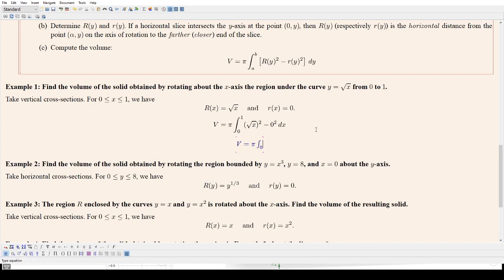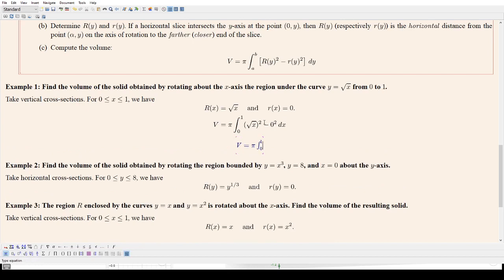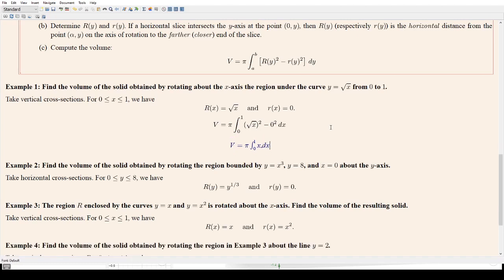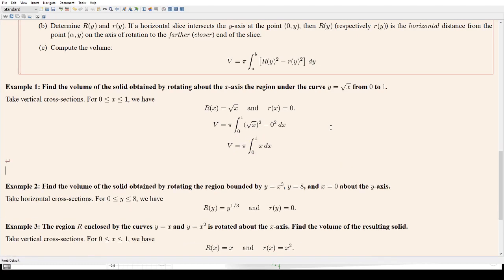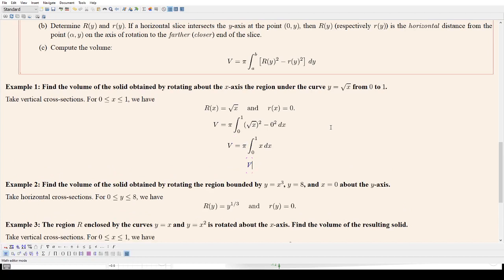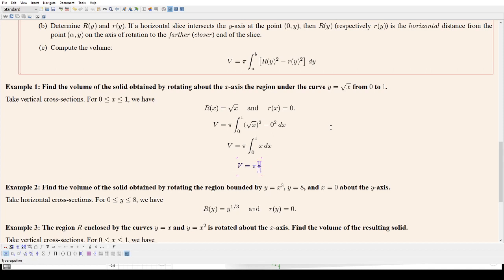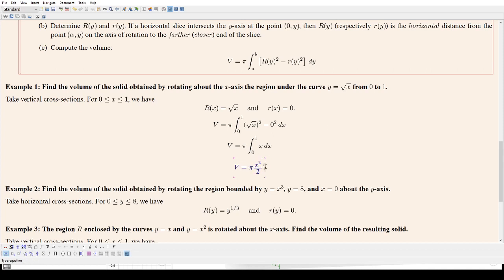So this is just going to be the power rule, looks like. So square root x squared becomes just x. Okay, yeah, so that's easy. Don't forget that pi. That pi is always going to be hanging out. Let's see. So antiderivative of x is x squared over 2. Evaluate that between 0 and 1.